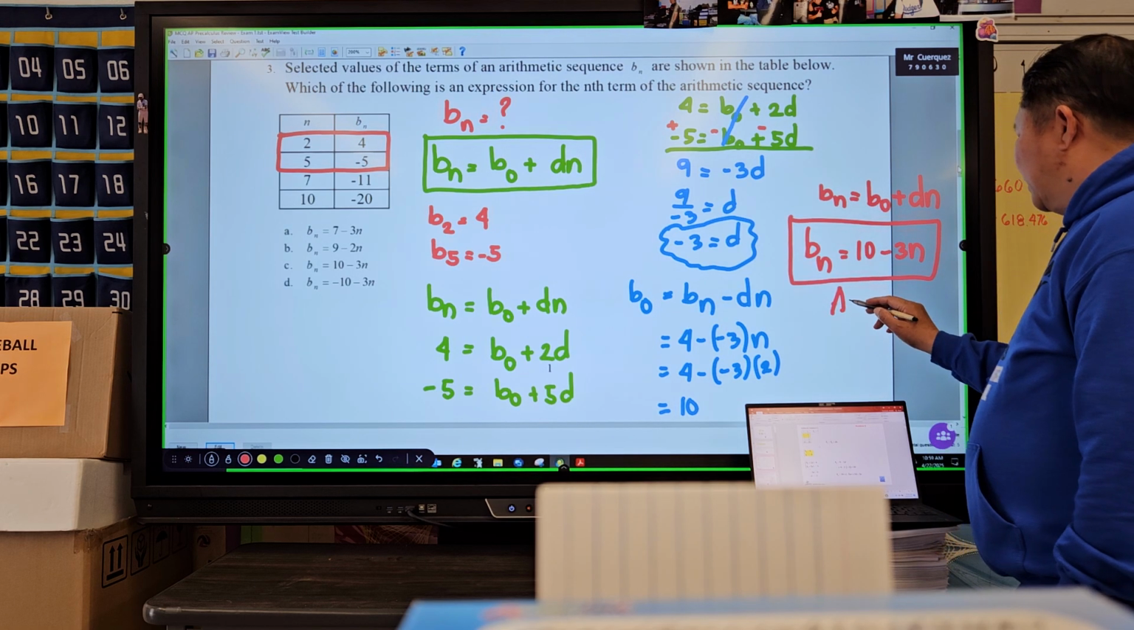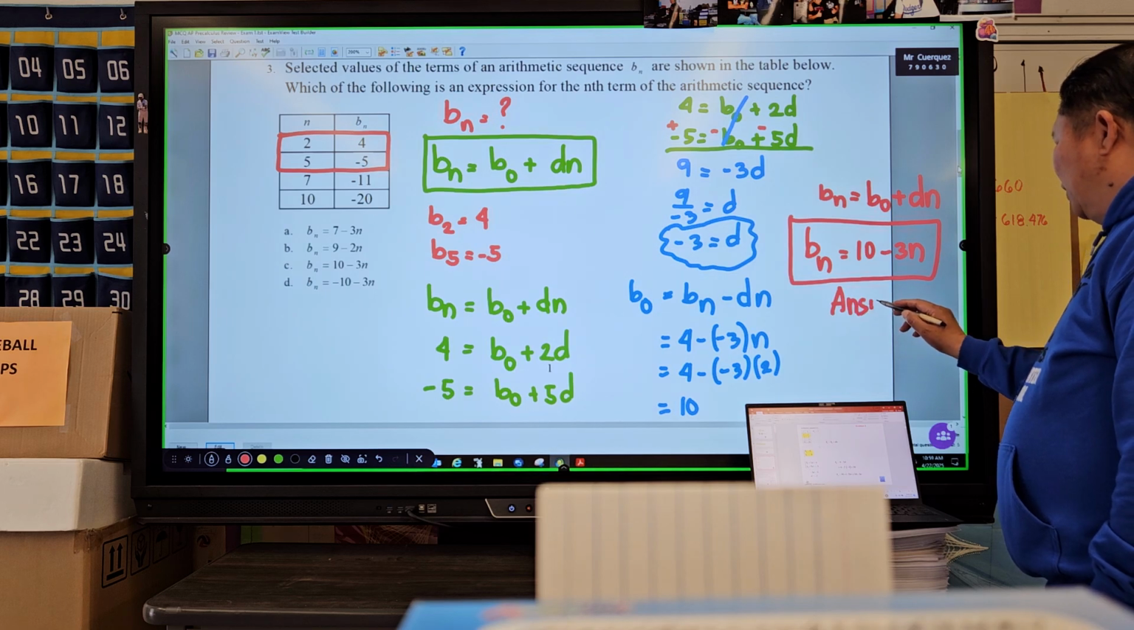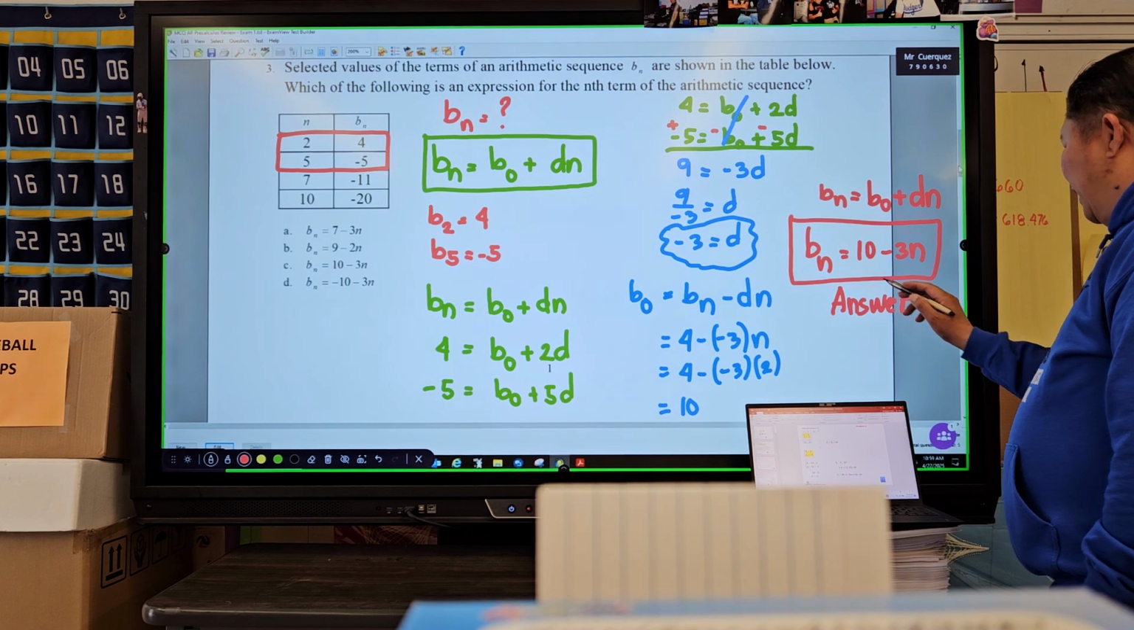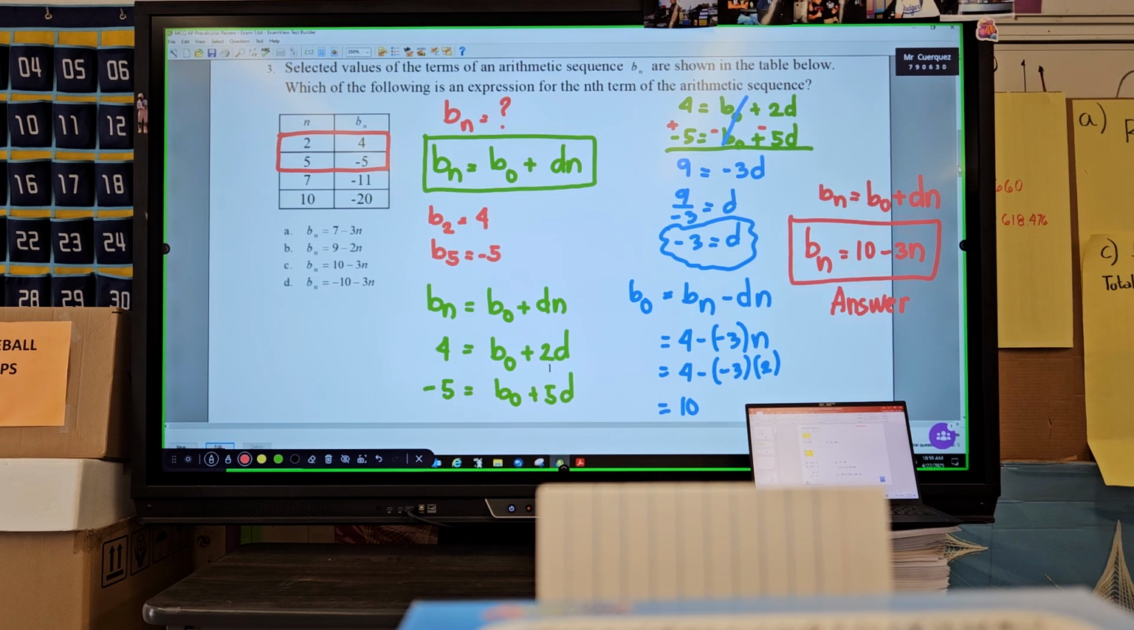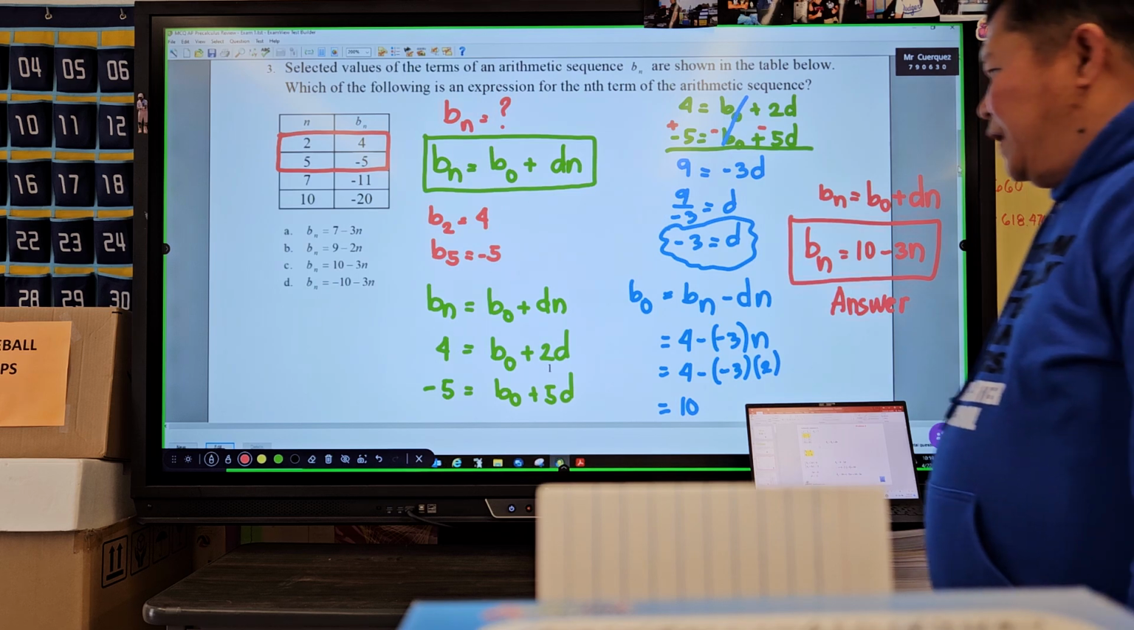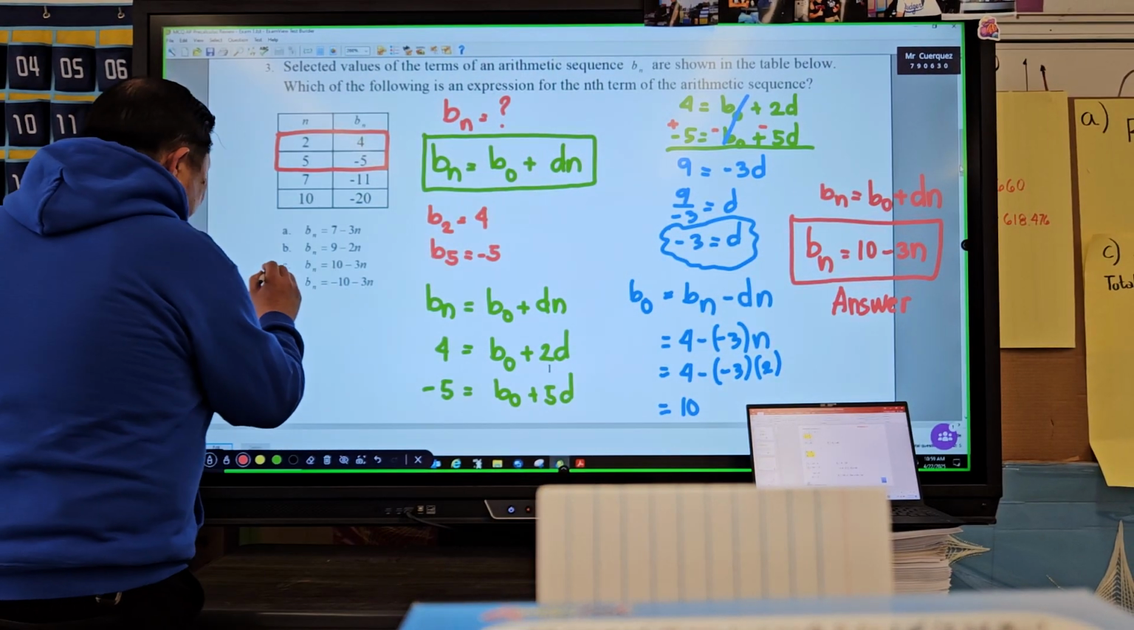So, I need you to look into the options. What is this? What letter is 10 minus 3n? What letter? It's gonna be letter C. Okay, letter C.